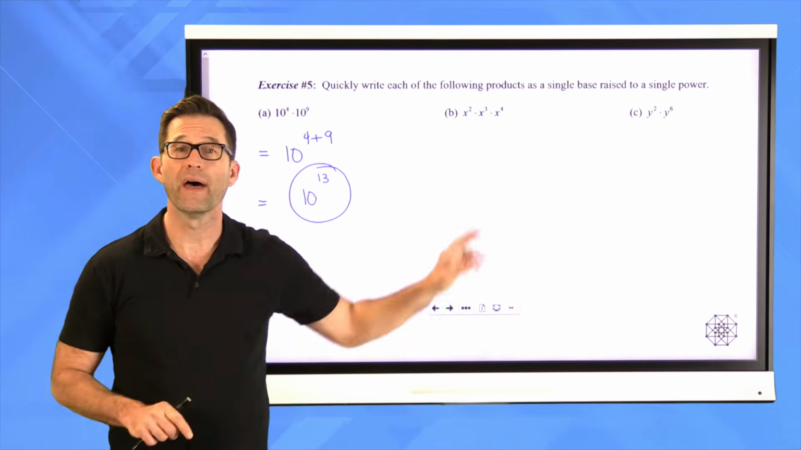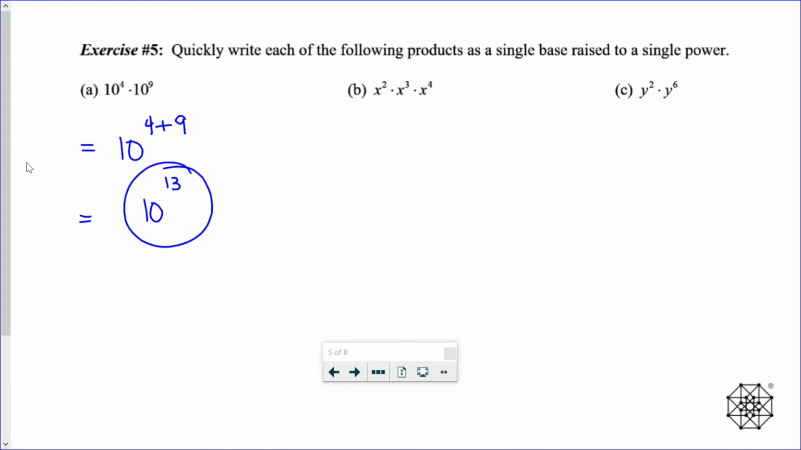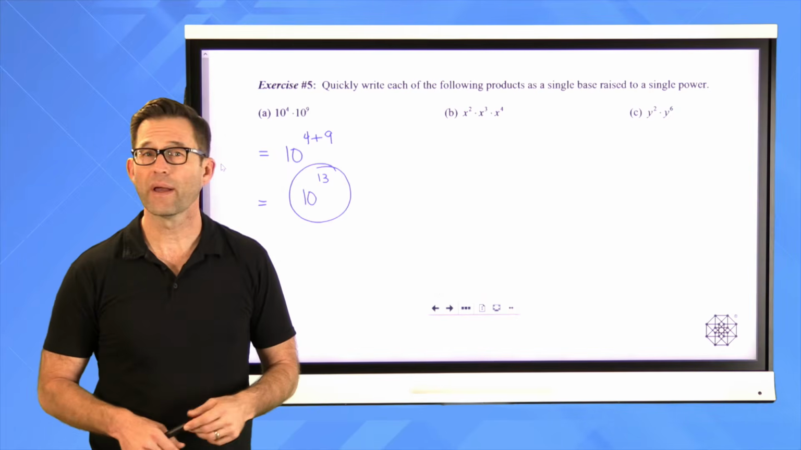Why don't you go ahead and do letter B and letter C? These should be pretty fast. All right, let's go through them.